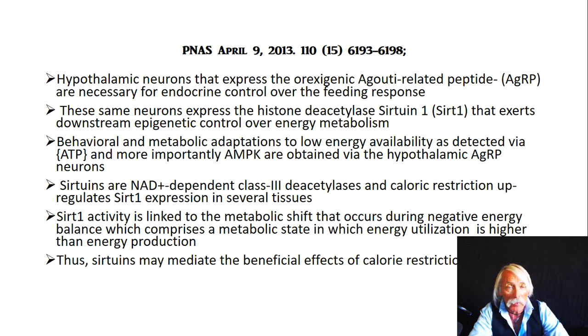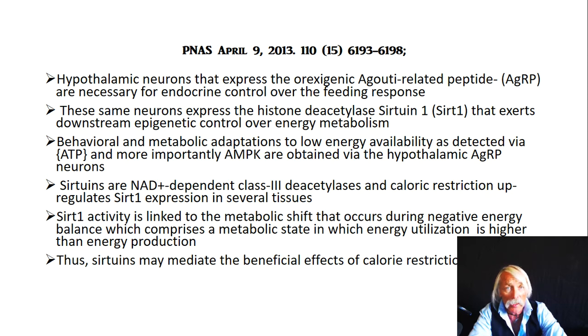So what we're going to be talking about today is embedded in the introduction of that paper, and I've rewritten it here. Hypothalamic neurons that express the orexigenic agouti-related peptide, that's going to be called AGRP, are necessary for endocrine control over the feeding response. So don't worry about the agouti-related peptide. We're not going to talk about it today, but that's a way to describe a specific kind of neuron in the hypothalamus. There are various nuclei in the hypothalamus, and those nuclei have certain neurons, and one class of neurons are the AGRPs, because they express that protein. Now, orexigenic means that it's related to feeding intake, right? And so what we're going to be talking about are endocrine hormones that are sent to that part of the hypothalamus that are going to regulate satiety or the feeding response.